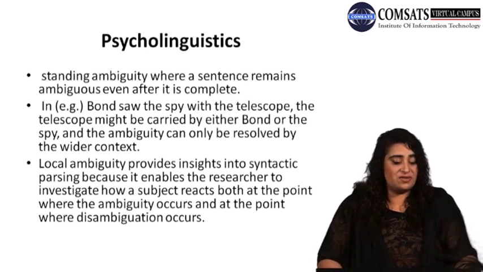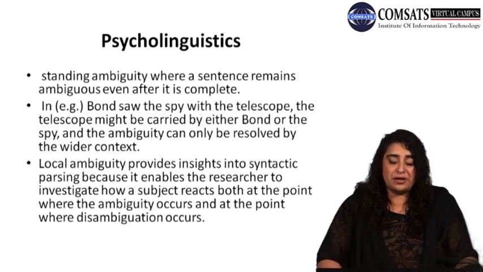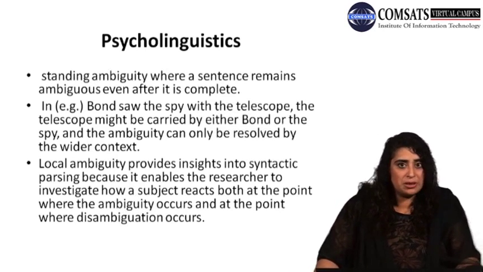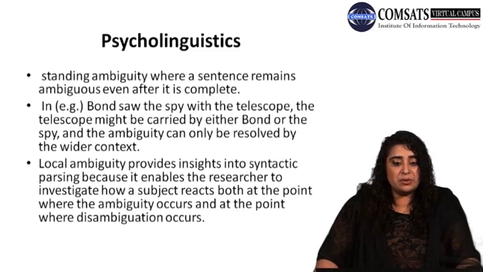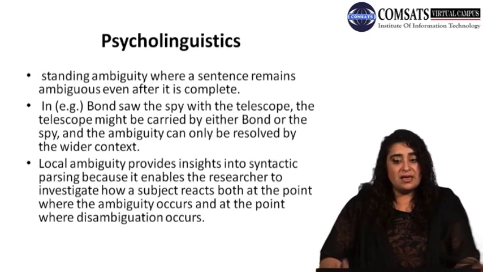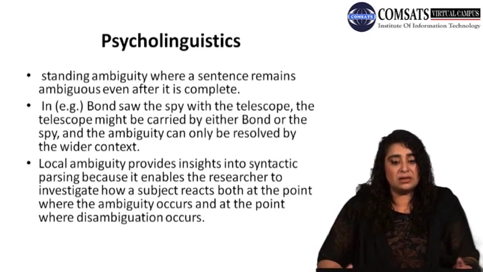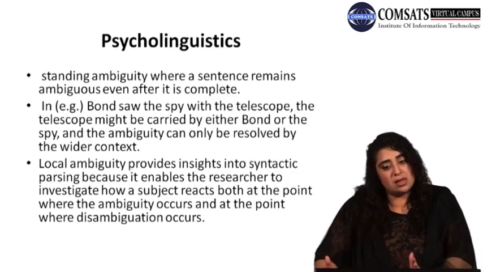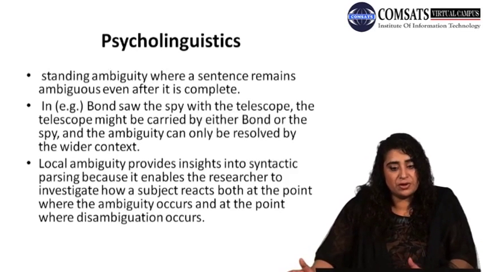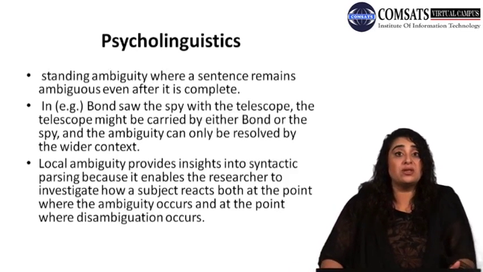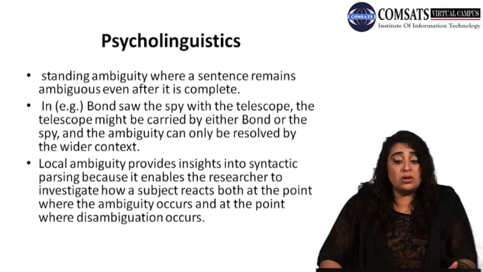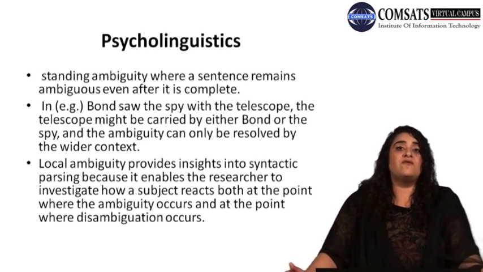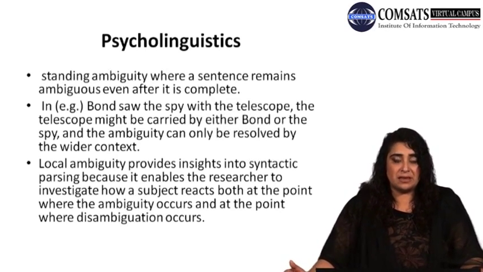So if we know the background of James Bond being a spy for the British intelligence, then we would immediately refer to that. So that would be the most obvious meaning that we would turn to. That Bond being the spy, he saw the other spy through the telescope. Or that he saw a spy using a telescope. So the telescope might be carried by either Bond or the spy, and the ambiguity can only be resolved by the wider context. So the wider context would be when we further explain a sentence.